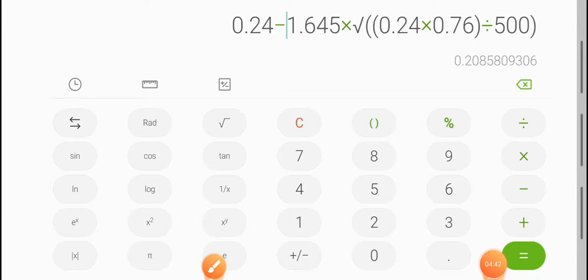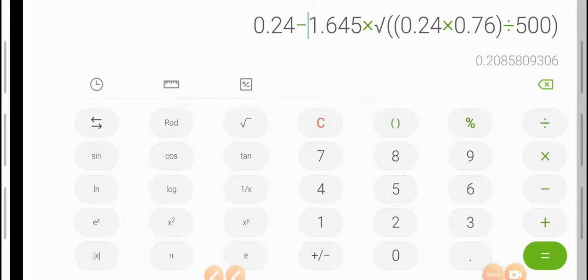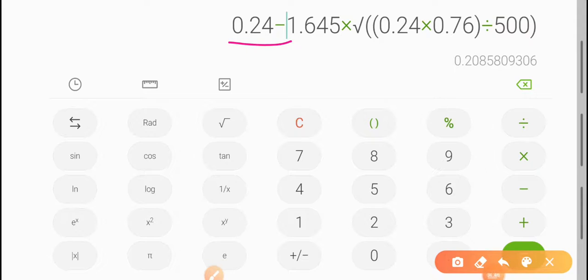This is how you're going to press it on your calculator. So 0.24 minus 1.645 times square root, open parenthesis, press 0.24 times 0.76 divided by 500, then close parenthesis. So you'll notice that your answer is 0.20858. Round off to the nearest ten-thousandth. Since the fifth decimal is 8, then make it 6.